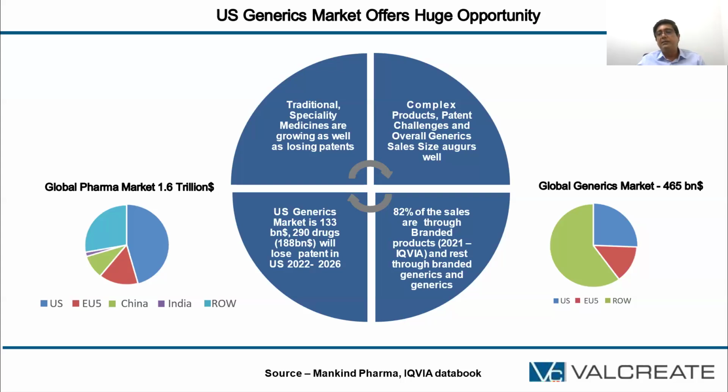The generic market today is obviously concentrated in ROW, which is the rest of the world, which includes India and all these small countries. But again, as I said, that is more branded generic. The US generic market is about $133 billion. It's about, I would say, 30% of the overall market.